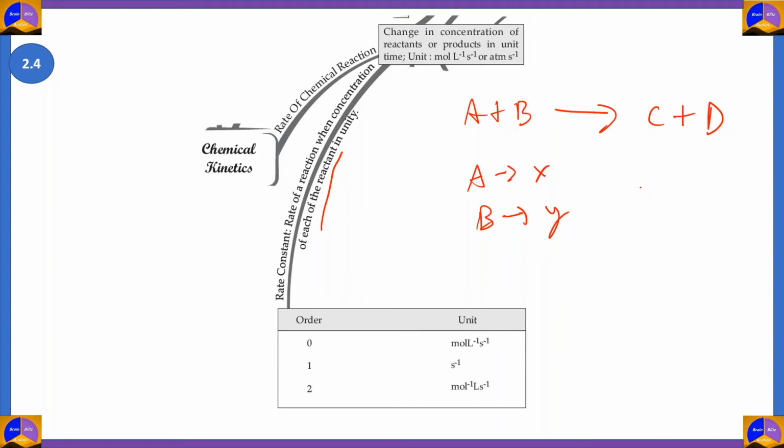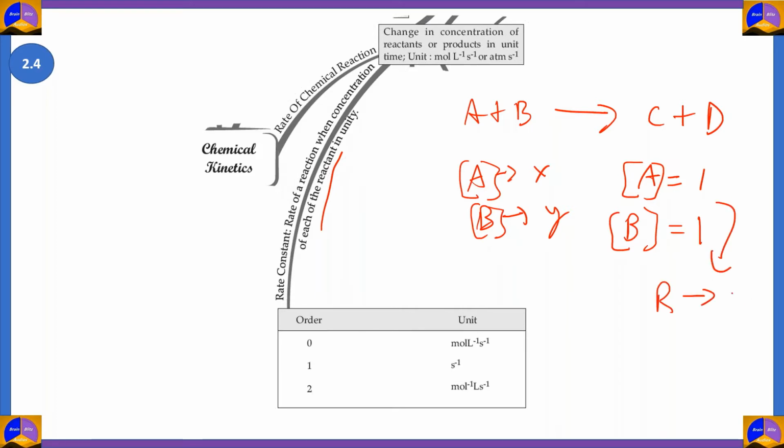So after the chemical reaction, there'll occur a stage where A's concentration is 1 and the concentration of B is also 1. So the rate R here will be represented as K, which is the rate constant. Now for a zero order reaction, the rate constant will be moles per liter per second. So we will have 1 mole in 1 liter times 1 second. So that is moles per liter per second.